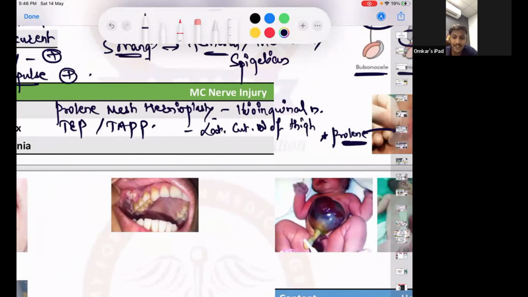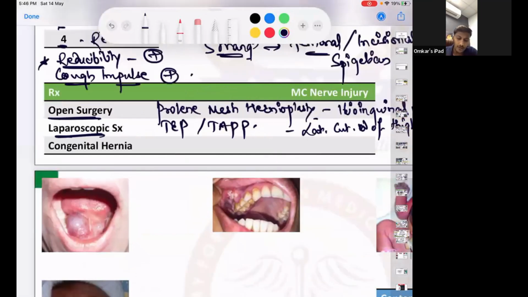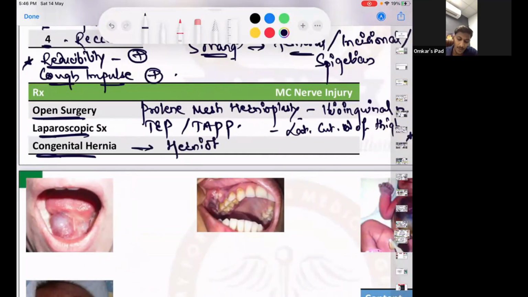Congenital hernia, as I told you already, and congenital hydrocele are treated by the same surgery, and that is herniotomy. No issues with this. So hernia is important, remember at least this much.